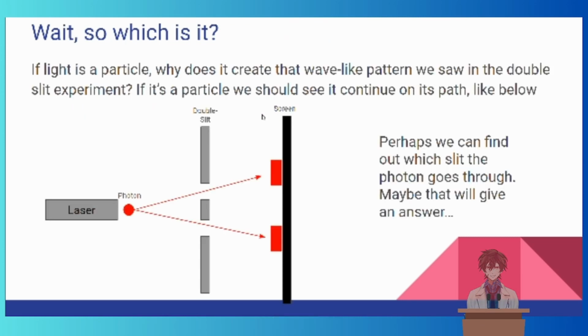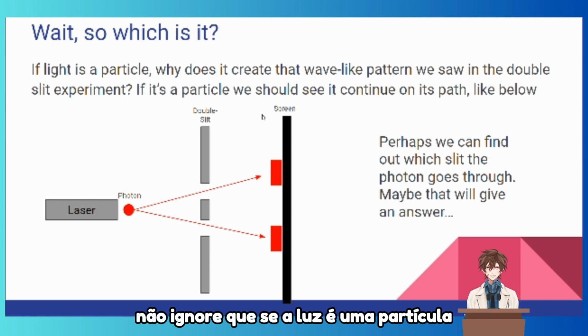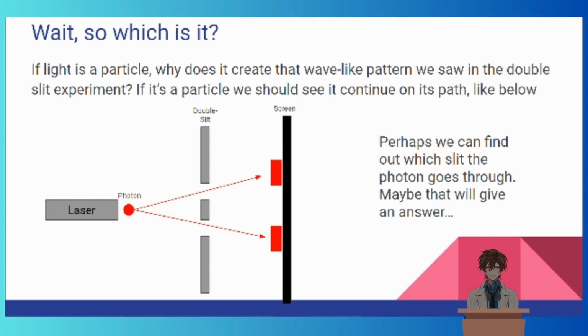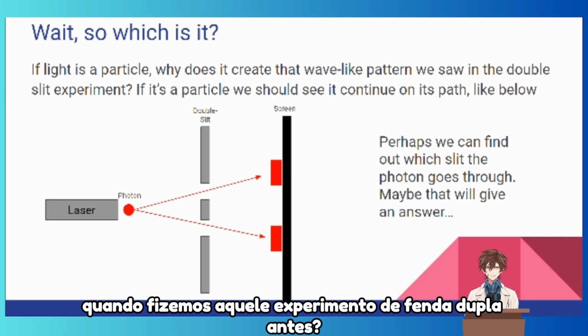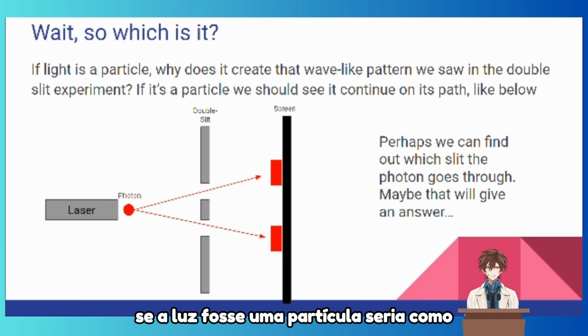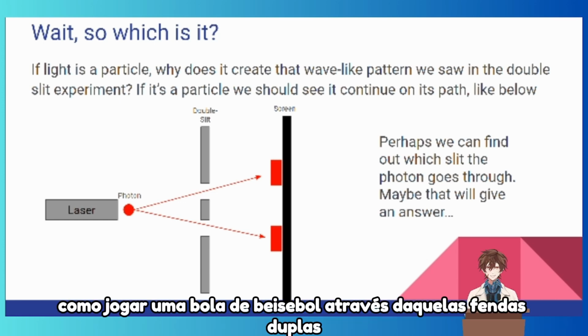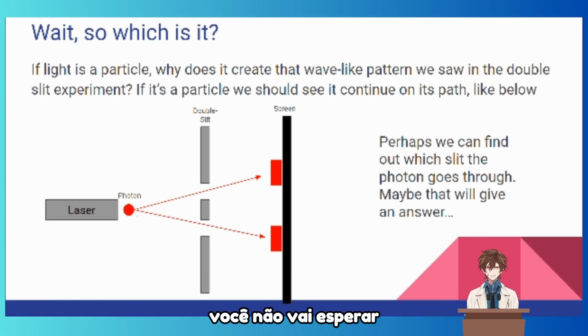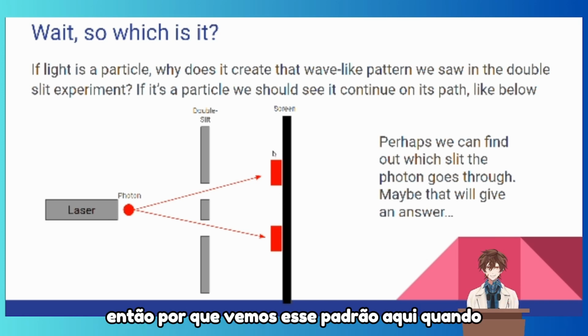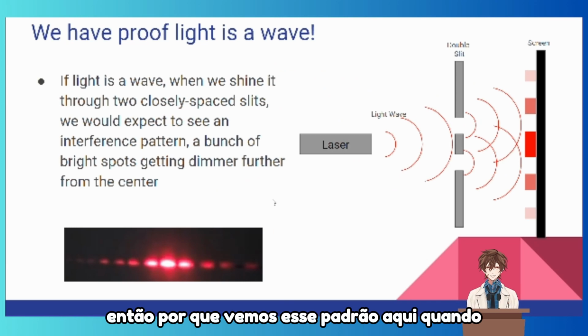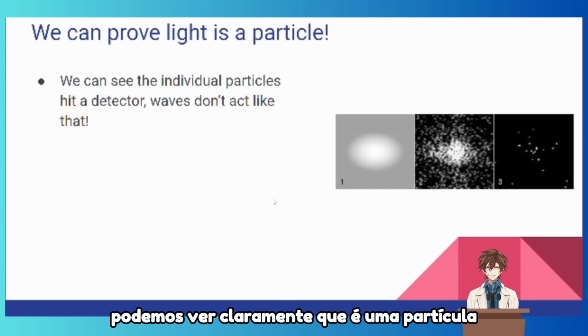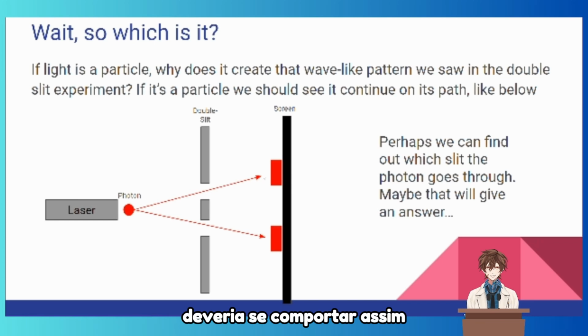But wait, don't ignore that. If light is a particle, why does it do the wave thing when we did that double slit experiment before? If light was a particle, you'd expect it to travel like throwing a baseball through those double slits. You're not going to throw a baseball this direction and then have most of them land in the middle. You'd just keep going. And same through this one. So why do we see this pattern here when, if it's clearly a particle, it should behave like this?